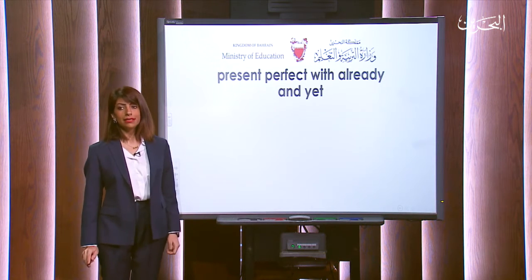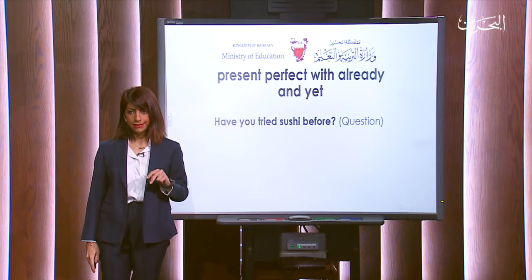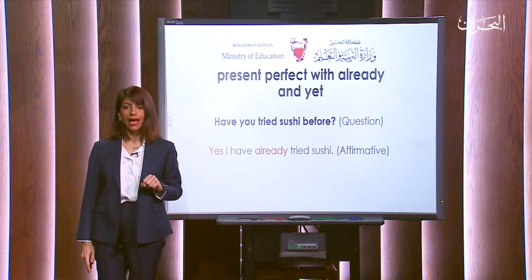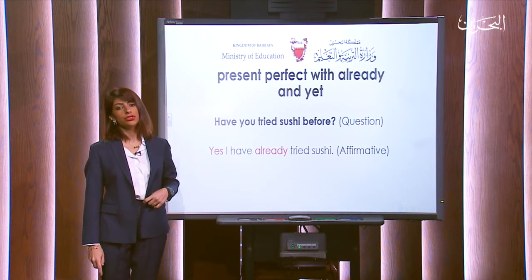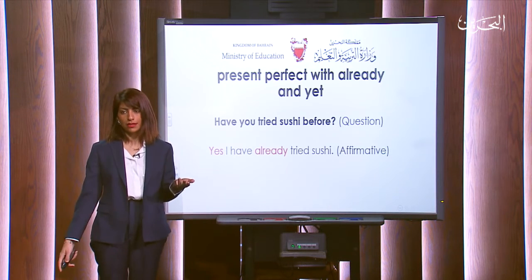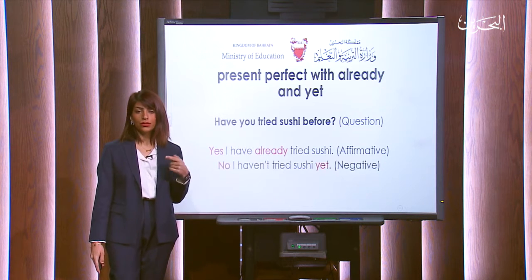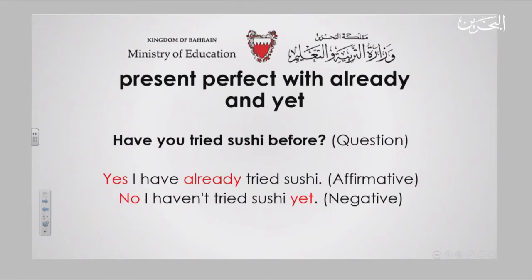The first form is the question form. For example, when I ask you, have you tried sushi before? I am expecting two answers, either yes or no. Let's see the yes. Yes, I have already tried sushi. Here the form is affirmative because I am agreeing with the statement or with the situation. I'm not saying no. And when I say no, it will be this way. No, I have not or I haven't tried sushi yet, which means it's negative.